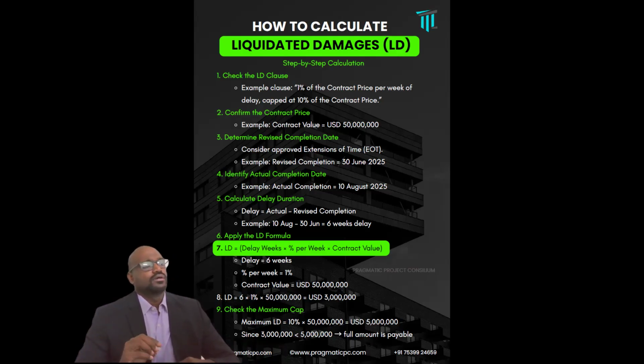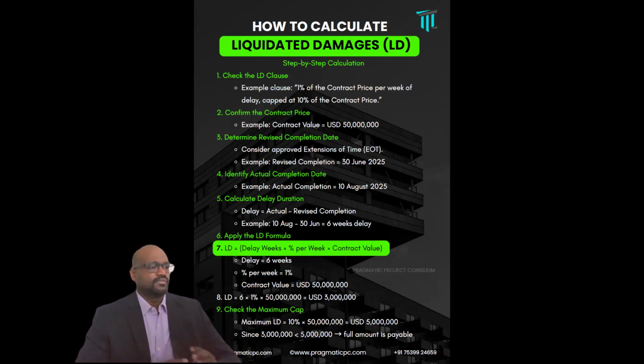So now step 4 is to identify the actual completion date. Example, actual completion date is equal to 10th August 2025. So calculate the delay. So delay is the actual completion minus the revised completion date. So 10th August 2025 minus 30th June 2025, which is equal to 6 weeks. Why are we calculating in weeks? Because the damages clause refers to the damages in terms of weeks.